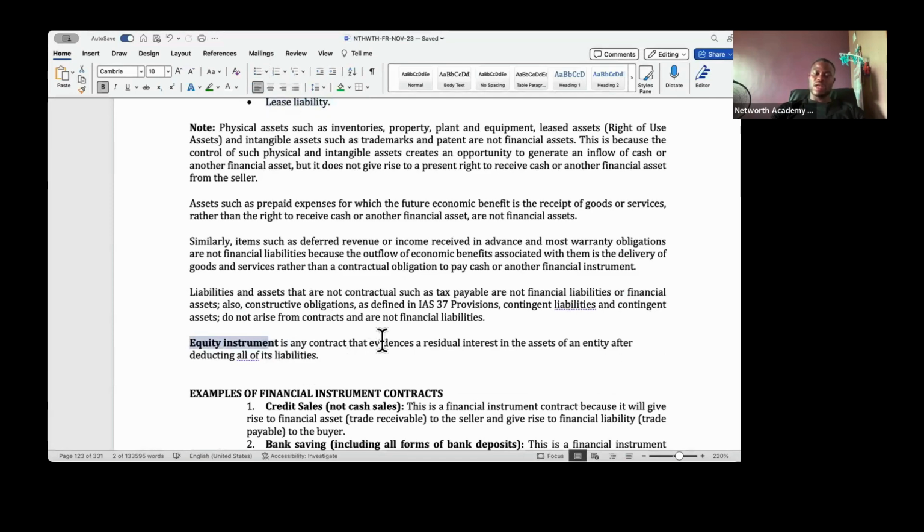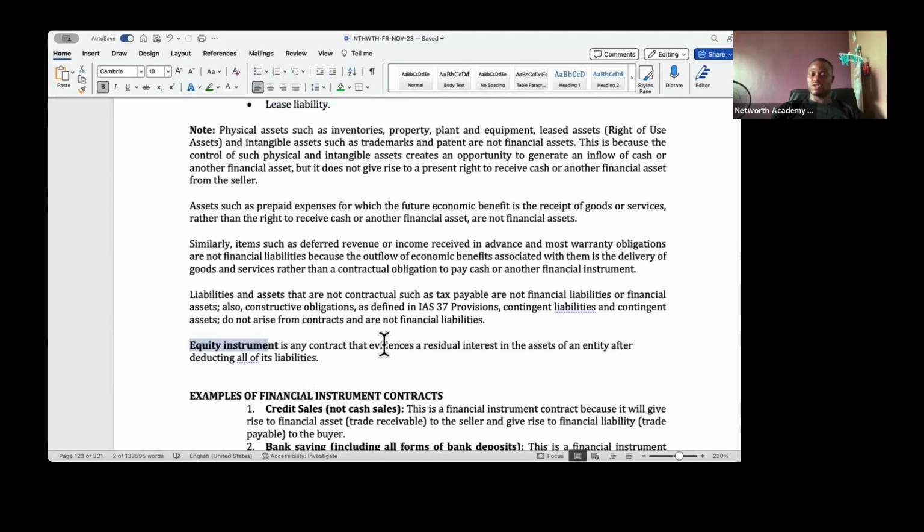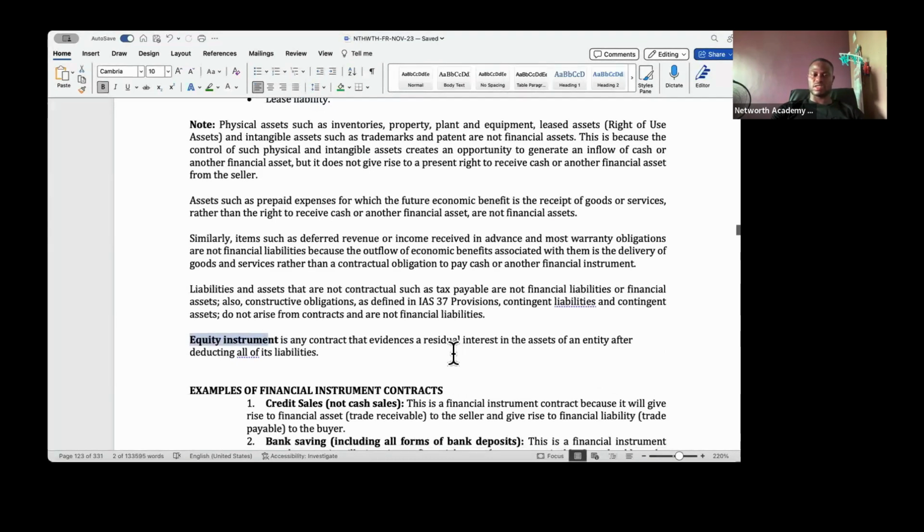Equity instrument, like we defined when we were learning the conceptual framework, is any contract that evidences a residual interest in the assets of an entity after deducting all its liabilities. To put it simply, equity instruments are just your share capital. When you want to start a business, the money you use to start it is capital. Usually you don't have to use your own money. You can invite friends, family, or even highly placed people to come and invest in your business. It's just that you have options.